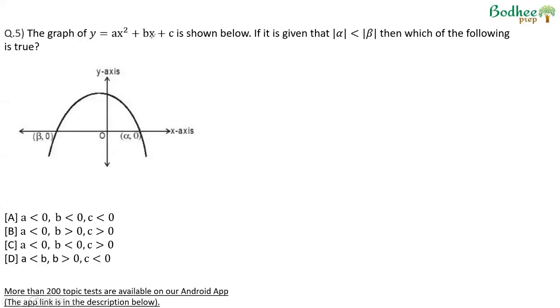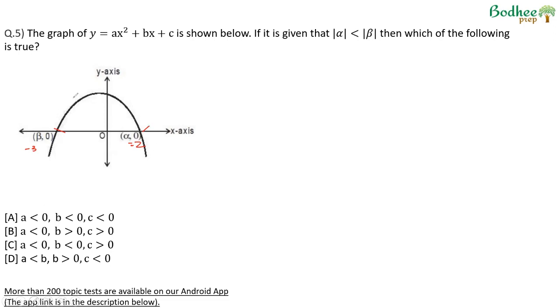The graph of y is equal to ax square plus bx plus c, with alpha and beta as roots, is shown below. It is given that mod of alpha is less than mod of beta. So if we take alpha to be 2, beta could be, suppose, minus 3. That can happen. Which of the following is true? A is less than 0.